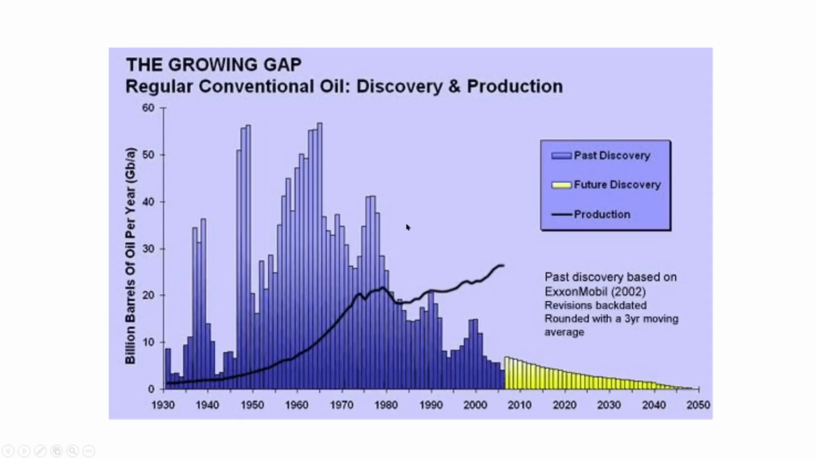The growing gap: this is regular conventional oil discovery and production. The production is this curve here, and these are the discoveries. You can tell that the discoveries are declining, which means that eventually you're going to have declining production at some point, because right now we are consuming more oil than we're finding, and that's what this gap is. And eventually this curve is going to equal this curve.